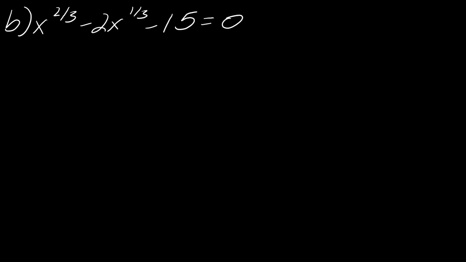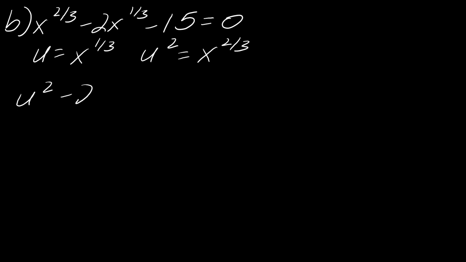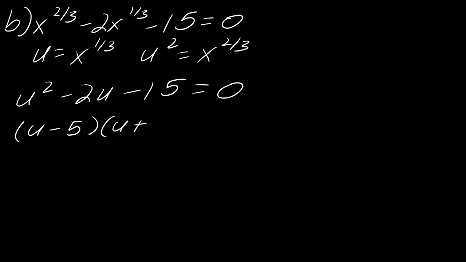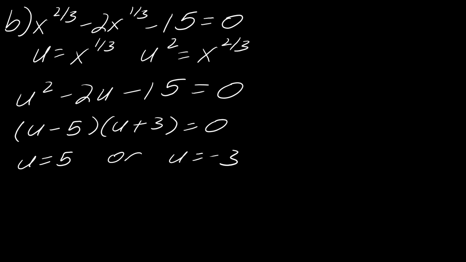So now I'm going to repeat this process. My u equals x to the 1/3, so my u squared equals x to the 2/3. So now I make those substitutions. So this becomes u squared minus 2u minus 15 equals 0. From here you should be able to factor and solve for u. So this becomes u minus 5 and u plus 3 equals 0. Okay, and so then u equals 5 or u equals -3.